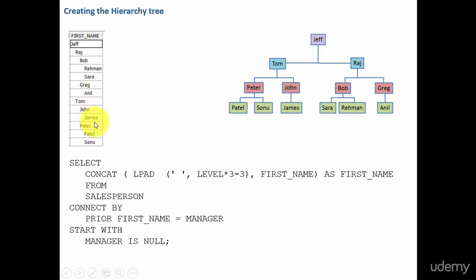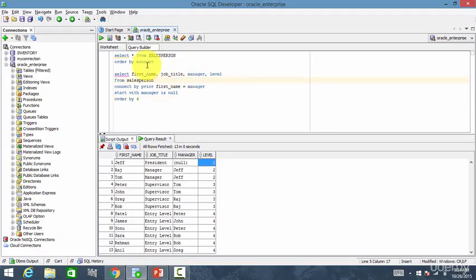To form this hierarchy, we use the concatenation functions. Using the pseudo column level, we left pad with spaces to form the hierarchy, and the remaining syntax is the same. We are using the connect by and how they are connecting, and start with manager is null. Now let's go and create this hierarchy tree. So now let me take this out.